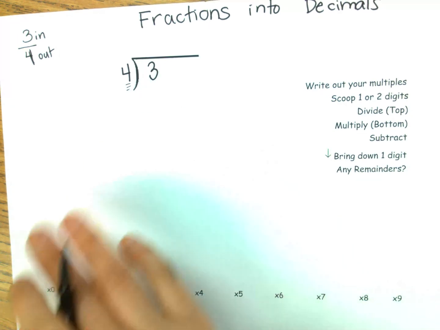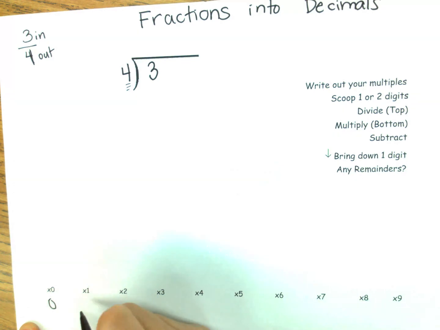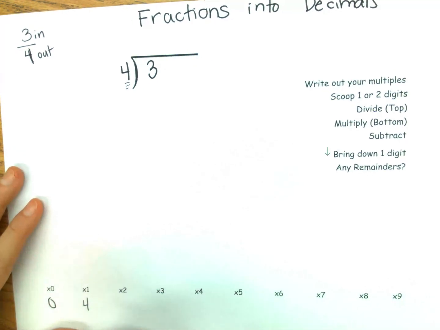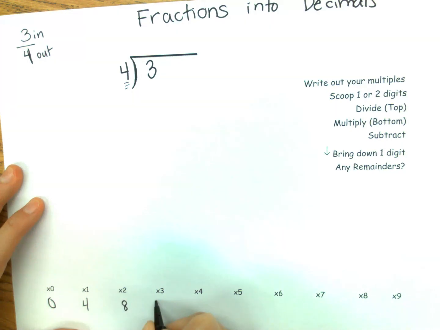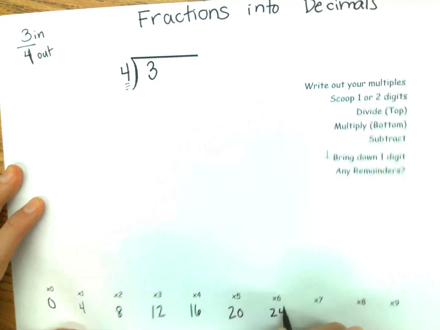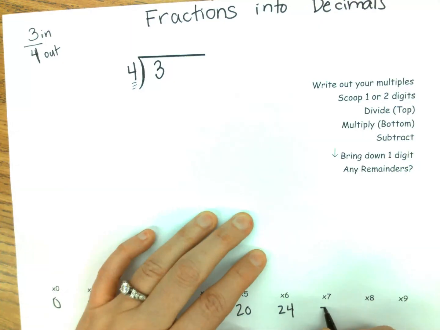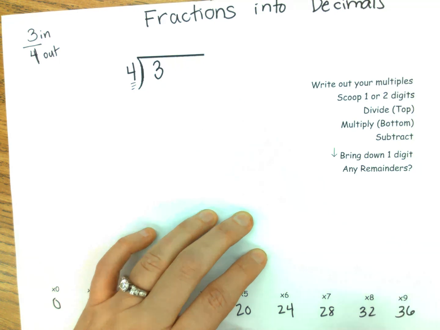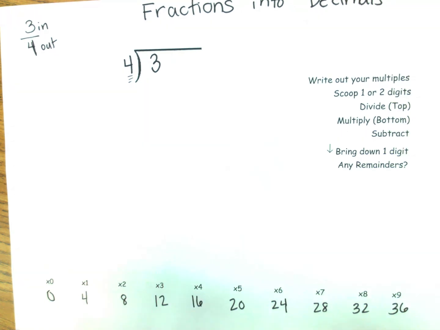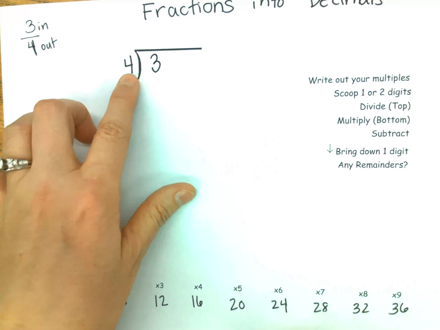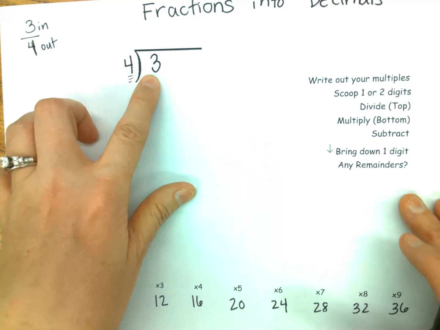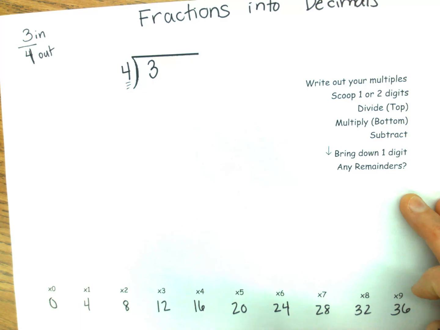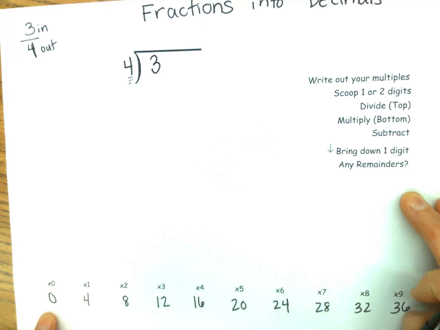Then I'm going to come down here and I'm going to start skip counting fours. I'm going to start with 4 times 0 is 0. 4 times 1 is 4. And I'm just going to keep skip counting because I know my fours. So 0, 4, 8, 12, 16, 20, 24, 28, 32, 36. Okay, and I can look here and I can say, can 4 be divided into 3 without going over? And I look down here and I know that it cannot.